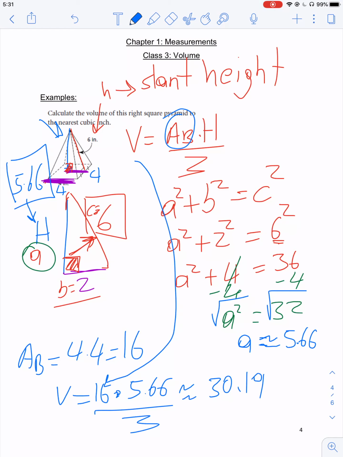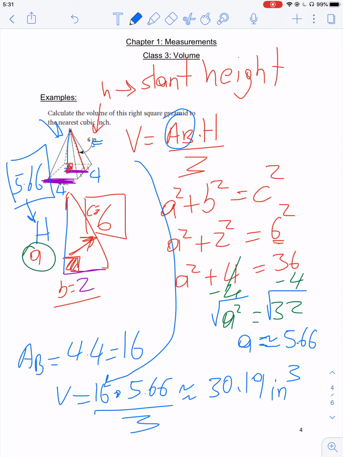And because my units were in inches, this will just be inch cubed, okay? Because remember, volume is 3-dimensional, right? So you have to cube your units, okay? So this was slightly challenging, right? Because they were tricking you, right?